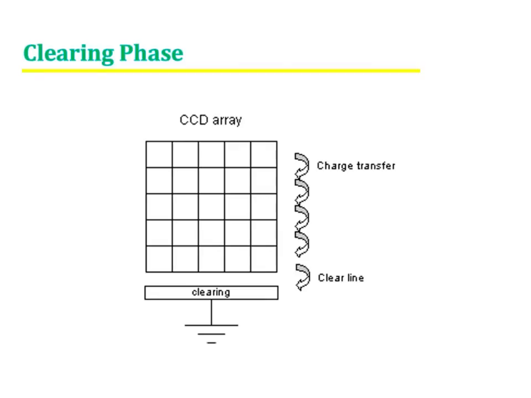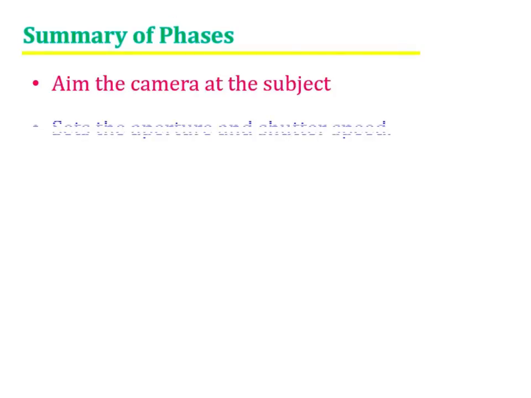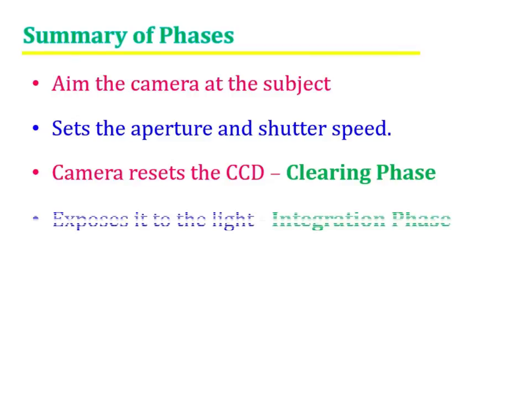Fine. So these are the three different phases when an image needs to be captured using a digital camera. CCD ஓட summary அப்படின்னு பாத்தீங்க அப்படின்னா முதல்ல என்ன பண்றோம், we will try to aim the camera at the subject and adjust the zoom to get a closer or farther away view. Then we will set the aperture and shutter speed for optimal exposure, right? ரெண்டு மூணாவது பாத்தீங்க அப்படின்னா you will reset the CCD, right?